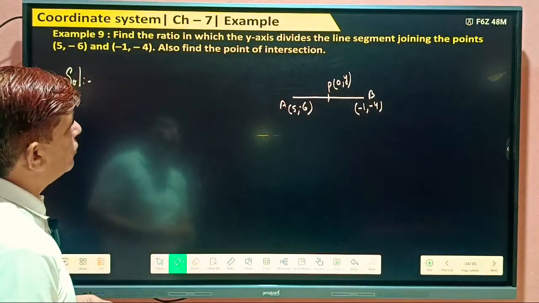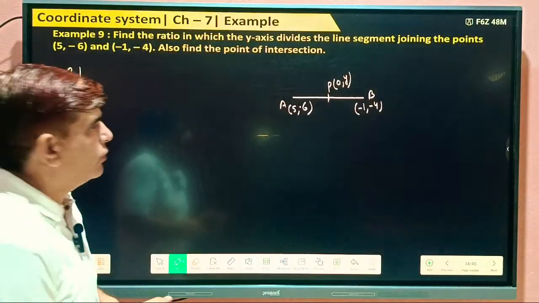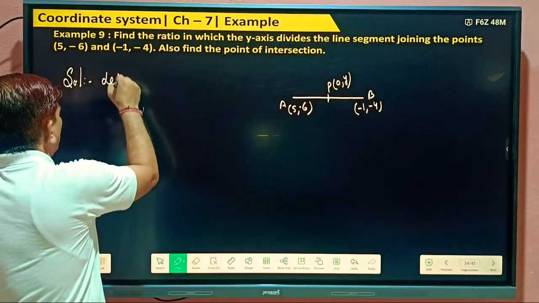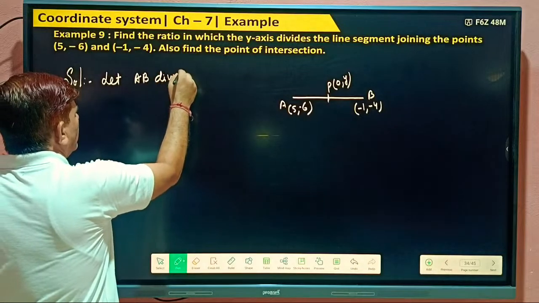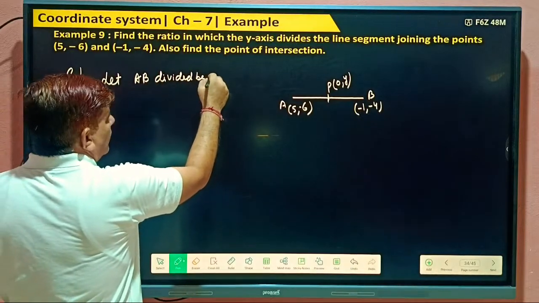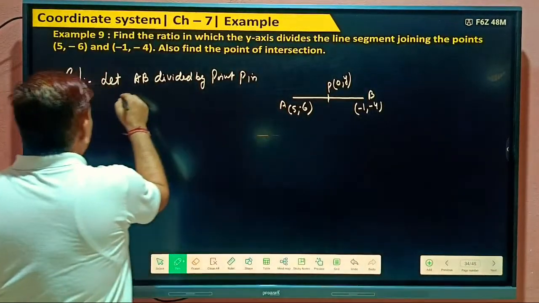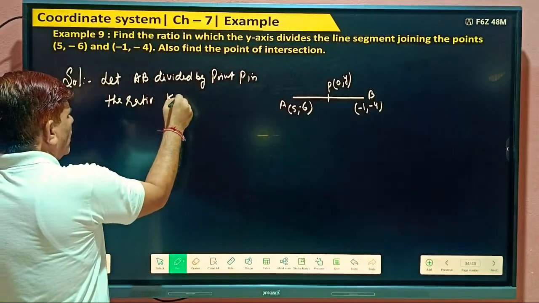Also find the point of intersection. So find the ratio; the ratio you have to find out. So again we can say, let A be divided by point P in the ratio k raised to 1.